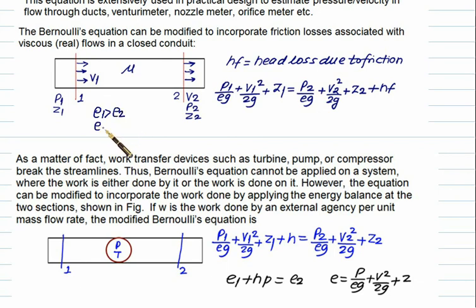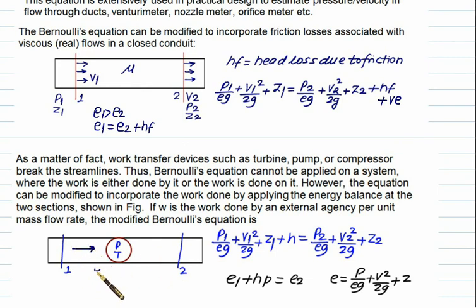So we have E1 equal to E2 plus HF, and here E1 is nothing but P1 by rho g plus V1 square by twice g plus Z1. E2 equals P2 by rho g plus V2 square by twice g plus Z2, and HF is the losses, which are always positive. Losses can never be negative. The same concept we can apply for the pump and the turbine. Again, in this case the direction of fluid is from 1 to 2.